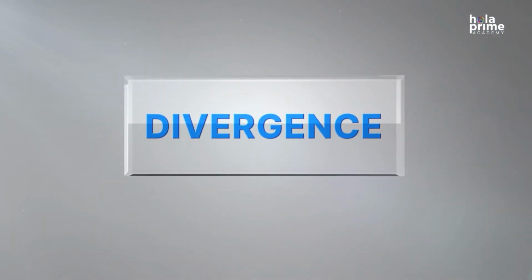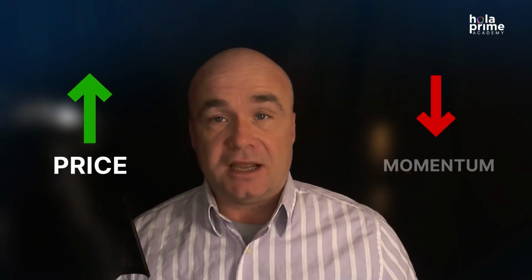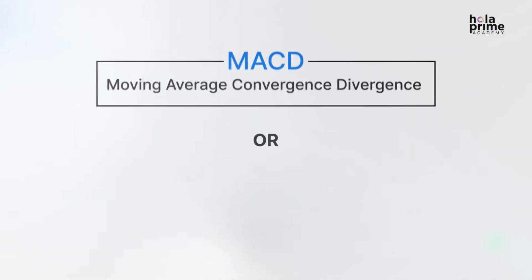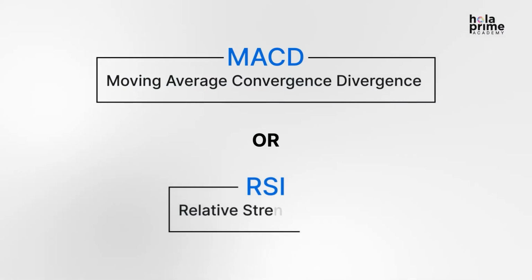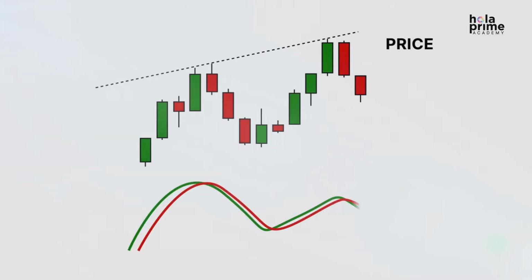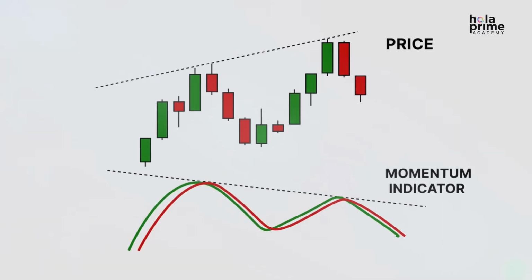In this video, we're going to take a look at something called a divergence. It means that price action and momentum have diverged. This is normally done using an oscillator, such as the moving average convergence divergence indicator or the relative strength index indicator. Essentially, what you're looking for is price to do one thing while the momentum indicator does the exact opposite.